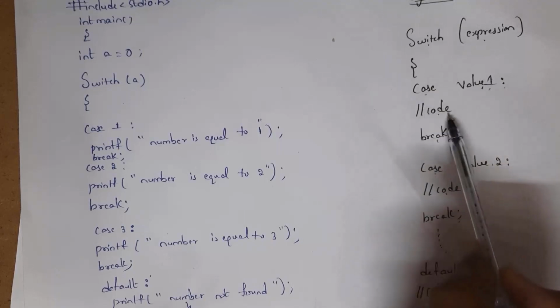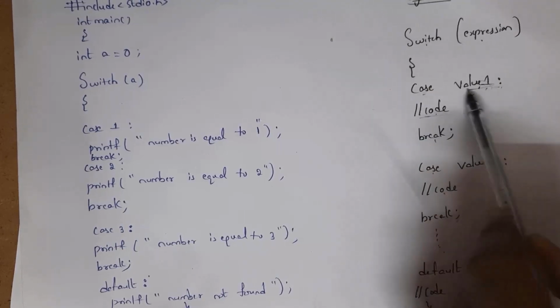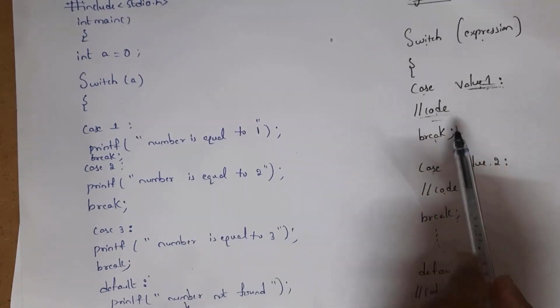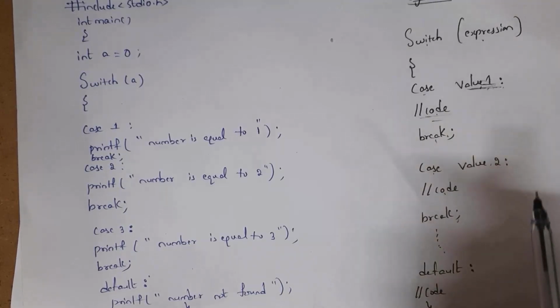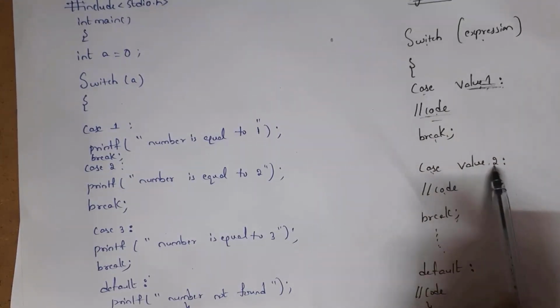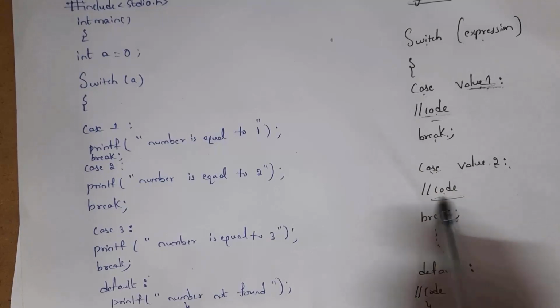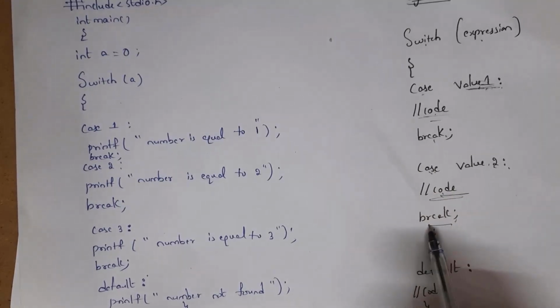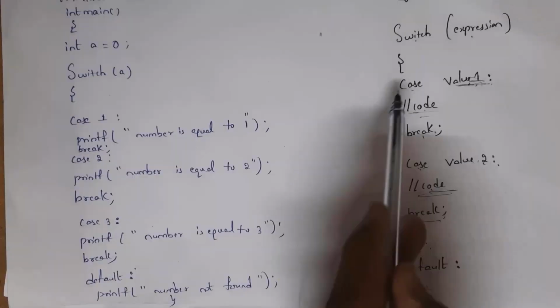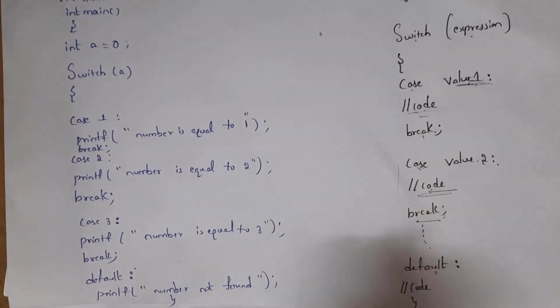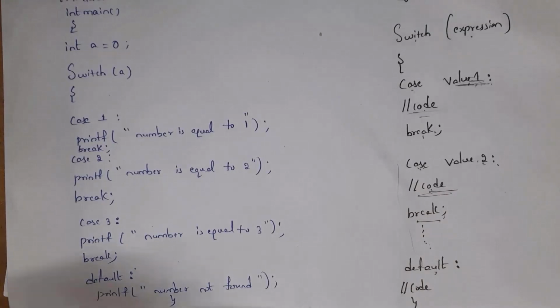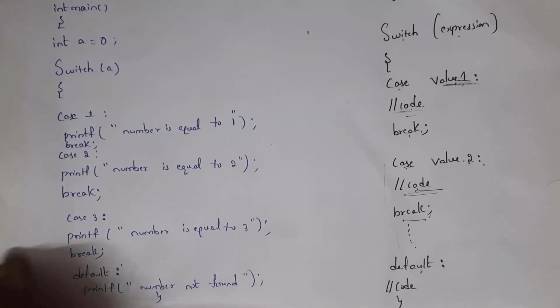This case contains some code. If this condition is satisfied, then this code will be executed. We need to break this case and start a new case. So again take case value and colon. This case contains some code and give break. Guys, you can take multiple cases, and at last you need to give default. If all these conditions are false, then the default condition will be executed. The default condition also contains some code.